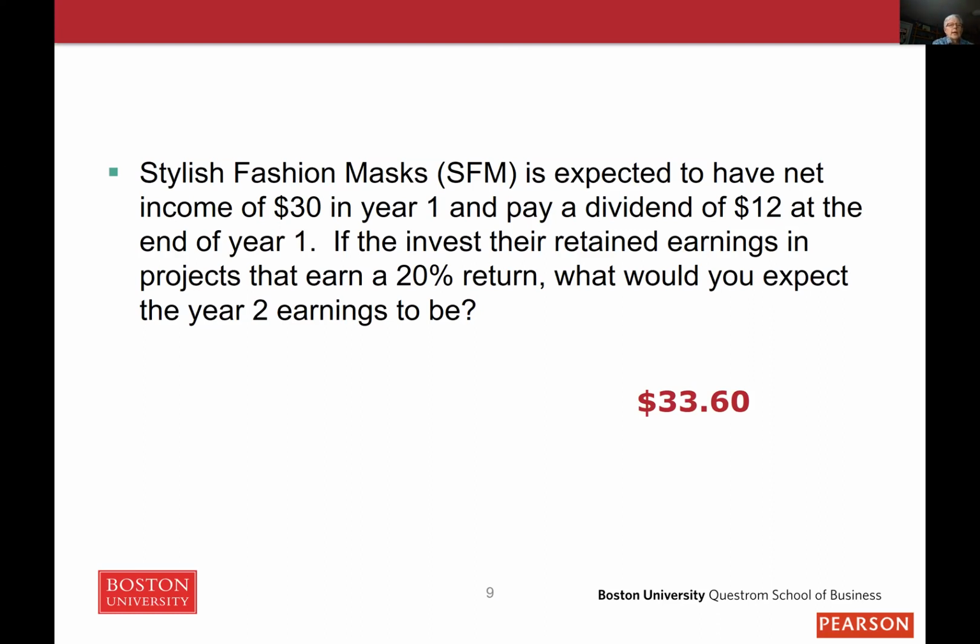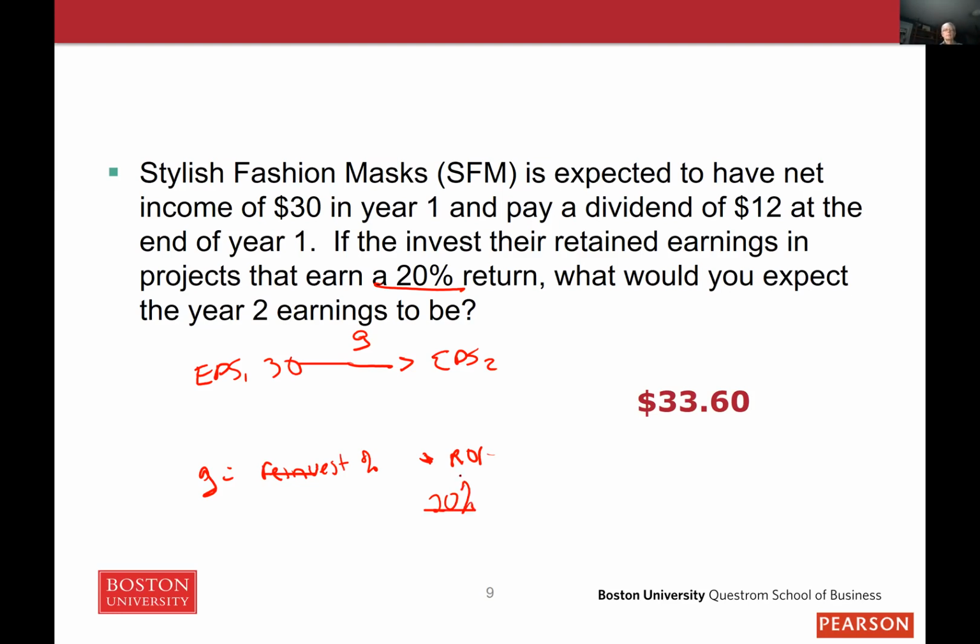So for this one, we have earnings per share in the first year of $30. And we're going to use the growth rate to determine what the second year earnings per share is going to be. So what we need to do is get the growth rate. So growth is going to equal the percent that we reinvest times the return on investment. 20% is the return that we get on money that we invest in the company.